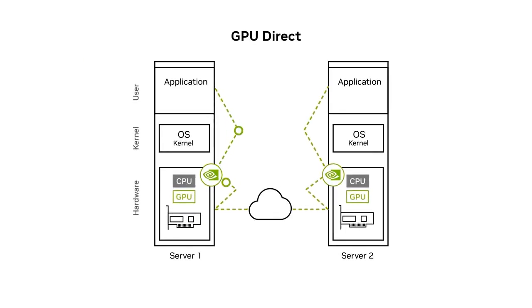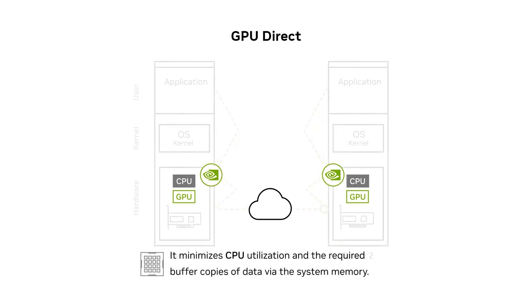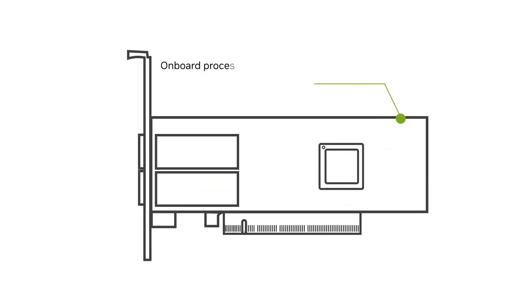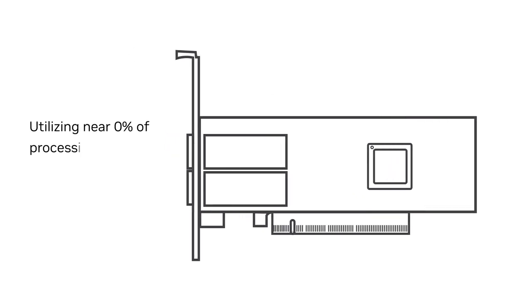GPU Direct RDMA provides direct communication between NVIDIA GPUs in remote systems. It provides a direct or peer-to-peer data path between the GPU memory directly to and from the NVIDIA networking adapters. It minimizes CPU utilization and the required buffer copies of data via the system memory. NVIDIA adapter cards have onboard processing power that can aggregate data and send smart interrupts to the CPU, utilizing near 0% of processing cycles from the CPU.